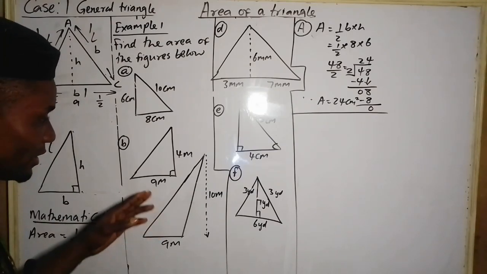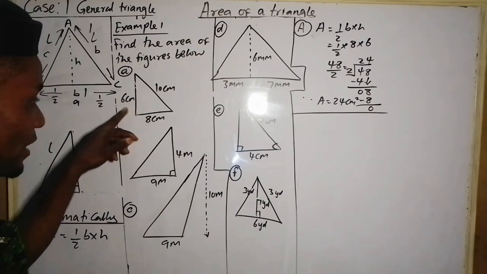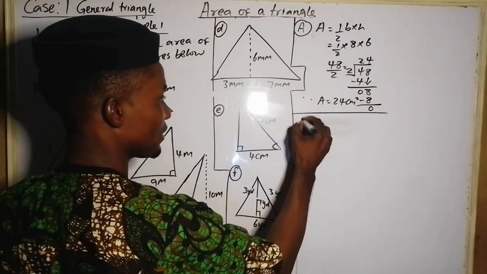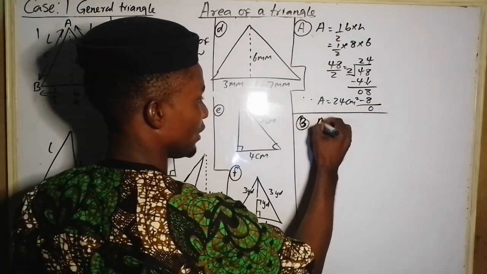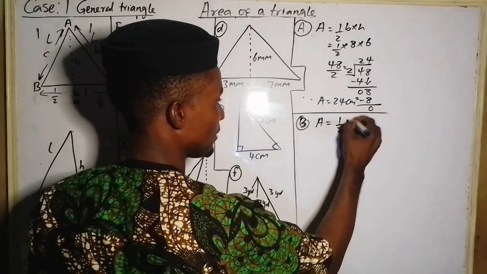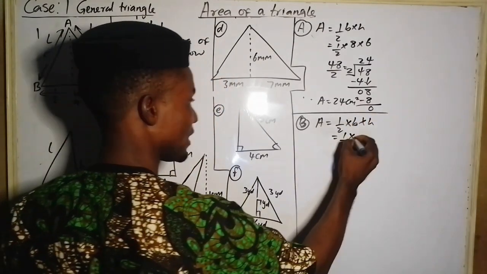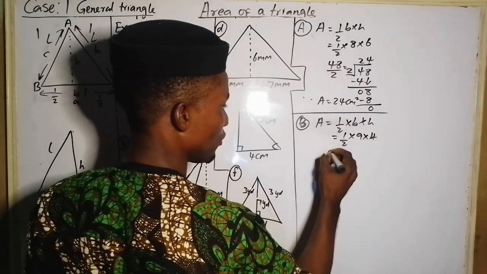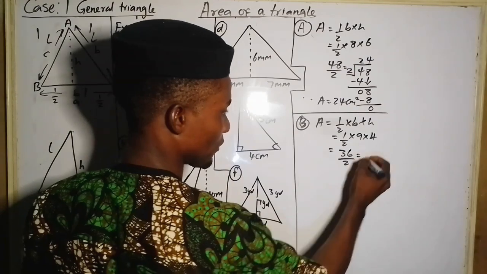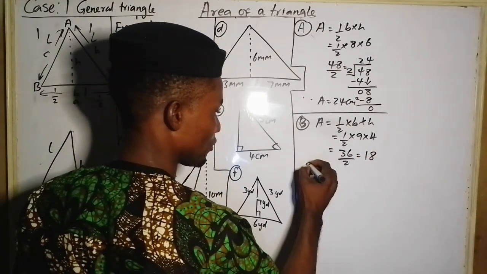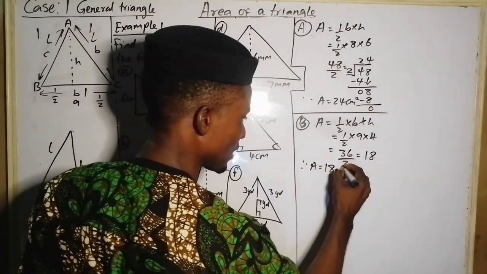Now the second question, you can see the slant height is not given here, while in the first one we have a slant height. Now let's find the area of this second shape. Area will be equals to half base times your height. So you have 1 over 2 times, the base here is 9 and the height is 4. So 9 times 4 is going to give us 36. 36 divided by 2 is going to give us 18. So my area equals 18. What's the unit? 18 meters square.